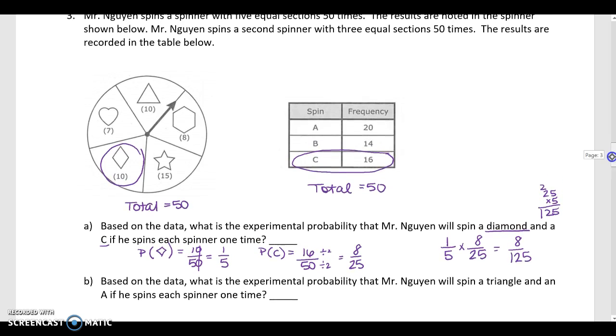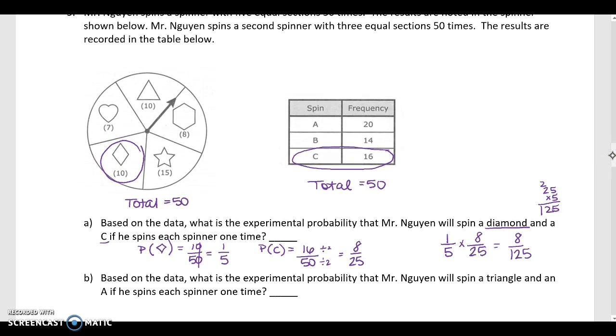So now let's look at B. B says, based on the data, what is the experimental probability that he will spin a triangle and an A if he spins each spinner one time? So now I'm looking at a triangle and an A. So same process, right? So probability of a triangle is 10 over 50, which is 1 over 5, which is actually the same. And then the probability of the letter A, well, A was spun 20 out of 50 times. So that's 2 out of 5 times.